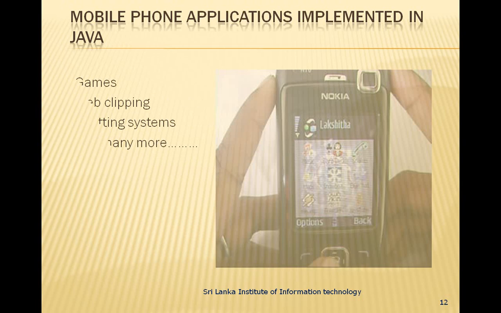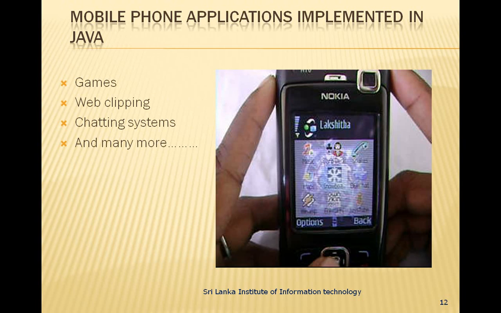In this slide, you can see some examples of mobile phone applications implemented in Java, that is games, web clipping, chatting systems and many more. And these applications will be discussed in detail in the final presentation. On the right hand side of the slide, there is a video clip which we recorded while playing a mobile game on Nokia's N70 phone. You can click on it and watch it.